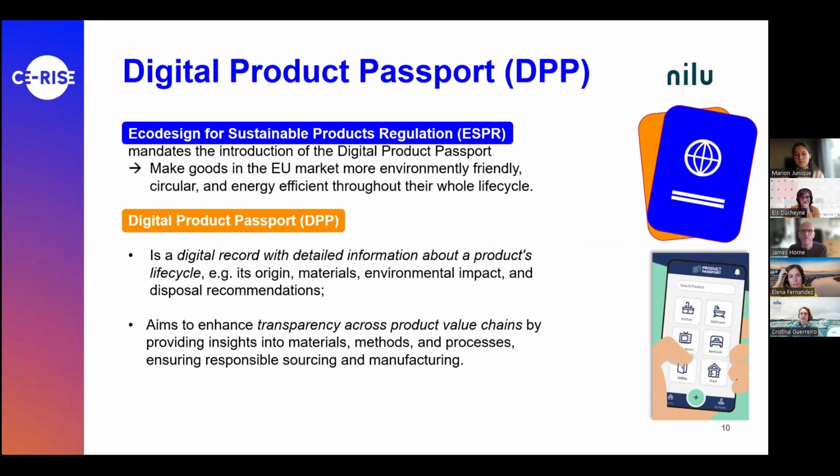So what are these digital product passports? Under the Green Deal, the Eco-Design and Sustainable Products Regulation is the key regulation towards more environmentally sustainable and circular products. It entered into force in July this year, and mandates the introduction of digital product passports in order to make sustainable products the norm and boost Europe's resource independence.